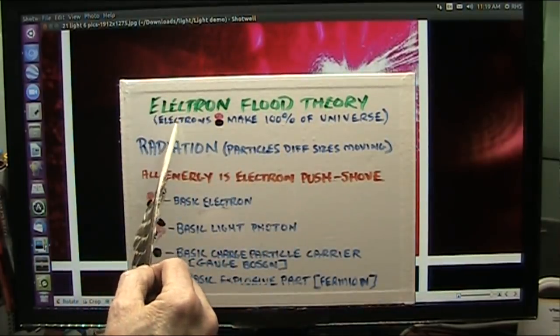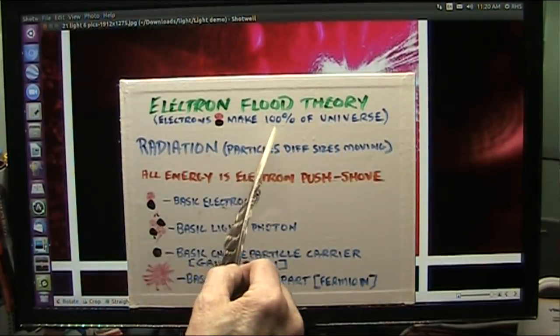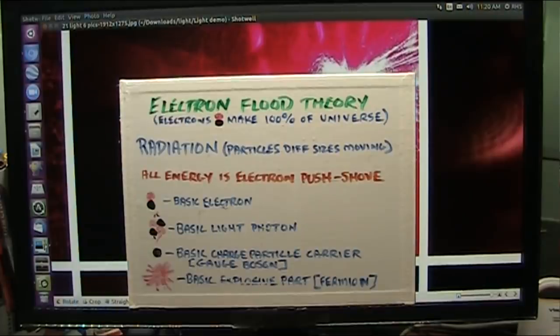That's what we're talking about. Electrons are these, and they make up 100% of the universe. 100%. Not a single thing there is not made of electrons. That's my statement.